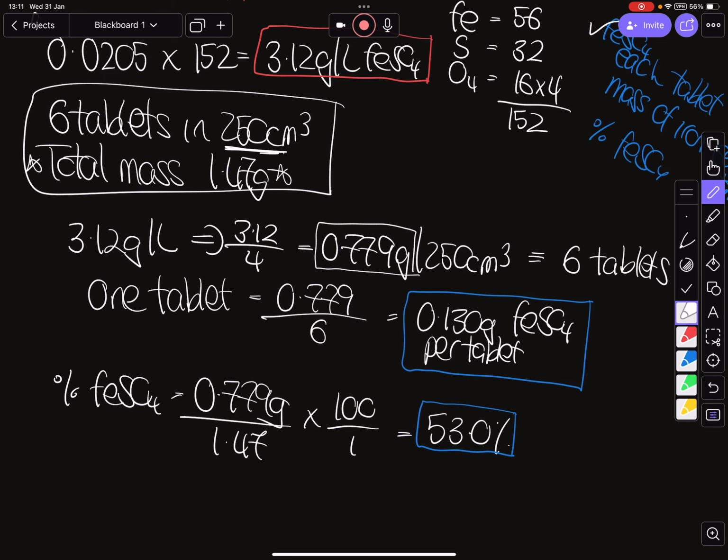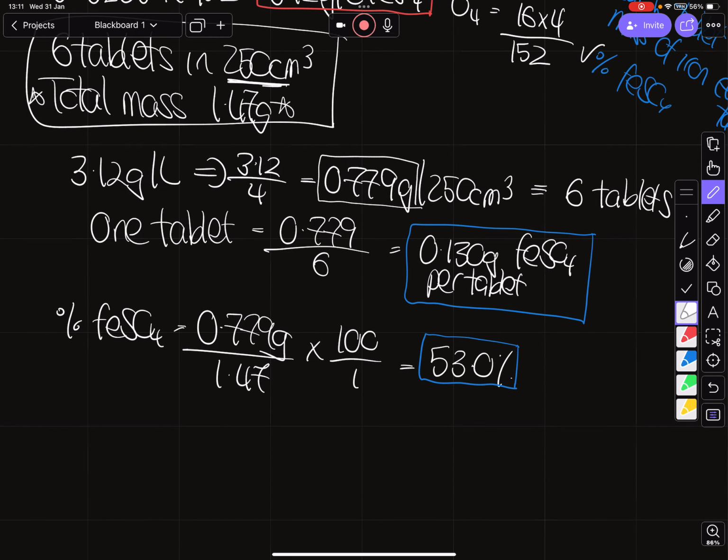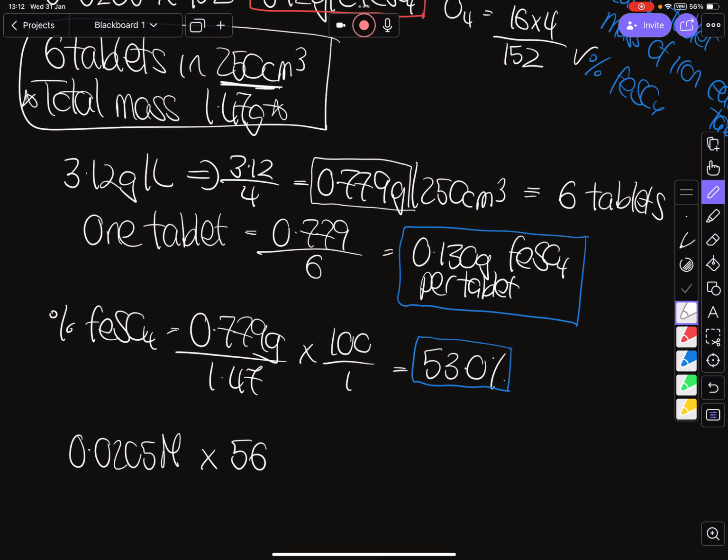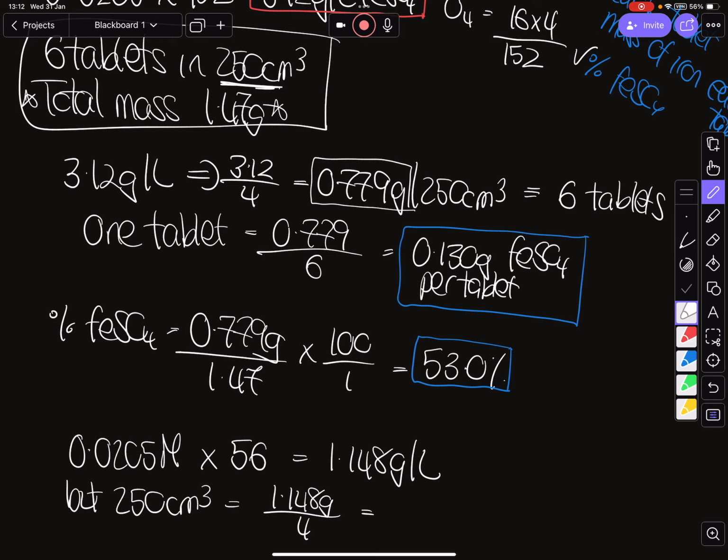And the last little bit was the mass of iron in each tablet. So we have to go back to our moles per litre that we found, which was 0.0205 big M. If we want to find out how many grams of iron that is, we have to multiply it by the molar mass of iron, which is 56. So I get 1.148 grams in a litre, but we had 250. So again, 1.148 grams divided by 4 will give me 0.287 grams in 250 centimetres cubed, but that's the equivalent of 6 tablets' worth.